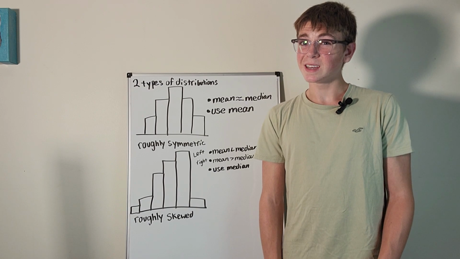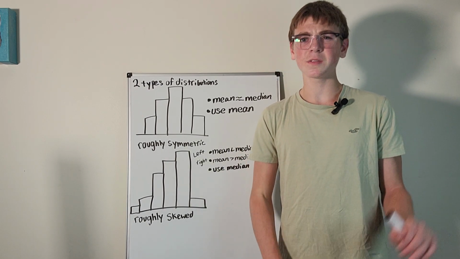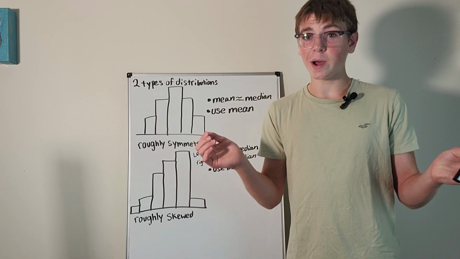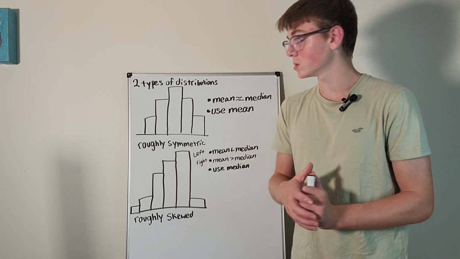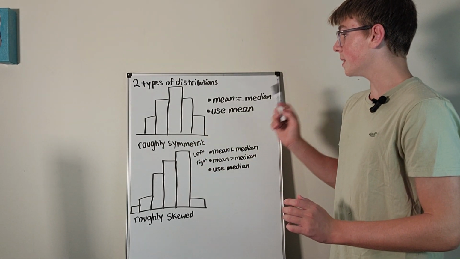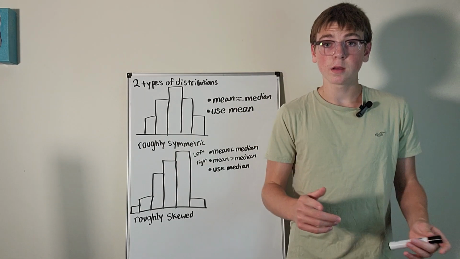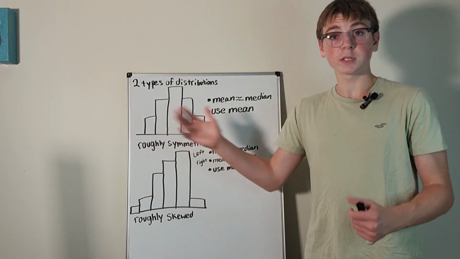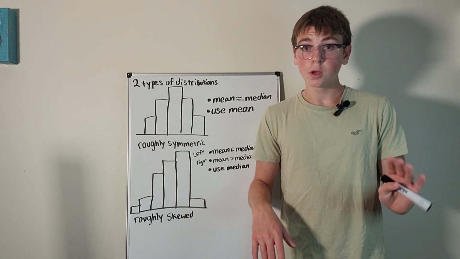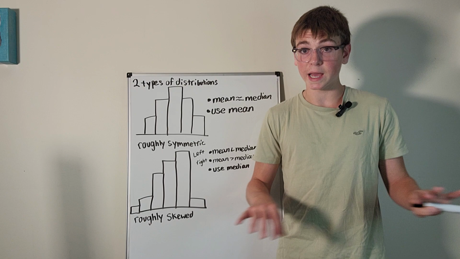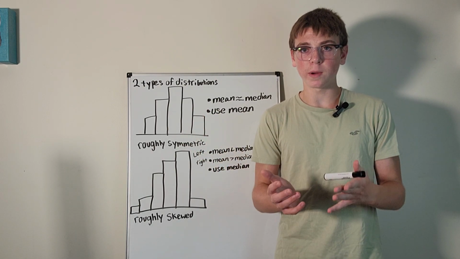If there's outliers, it's probably going to be influenced both ways. If there's a high outlier and a low outlier, it could still be roughly symmetric because the mean and median could be super close. But in a roughly symmetric distribution, use the mean because we know all the points are pretty close together. There's no high outliers, no big tail to one side. So the graph isn't pulled to either side.